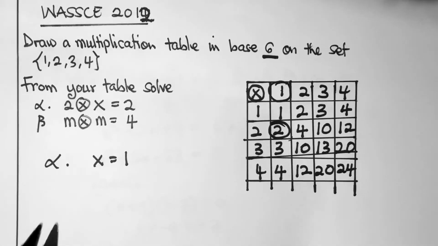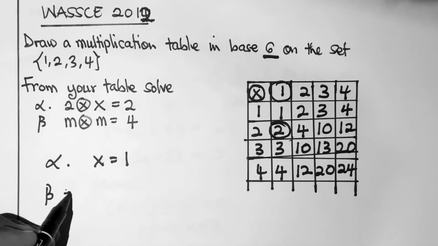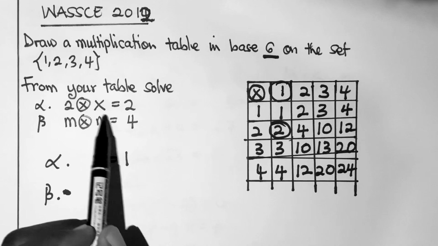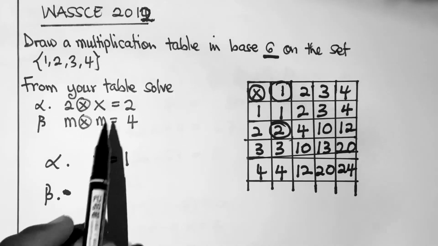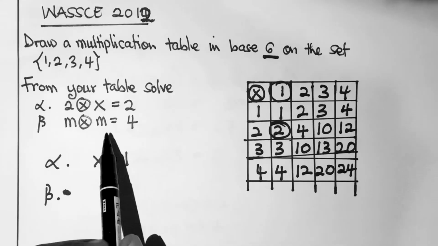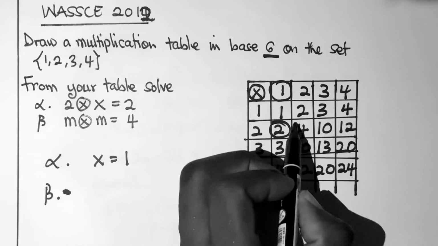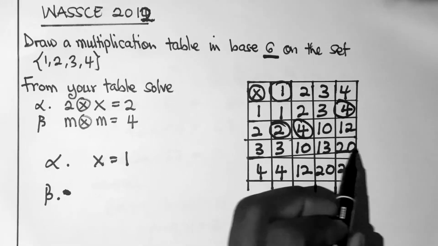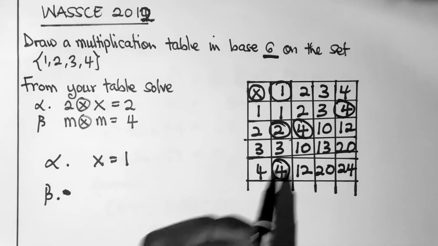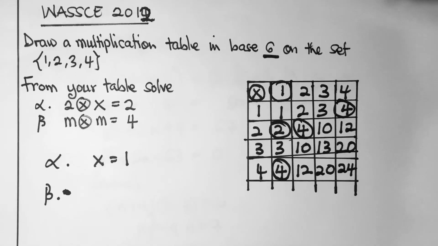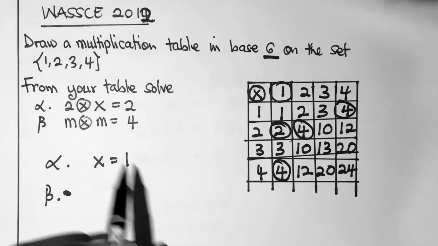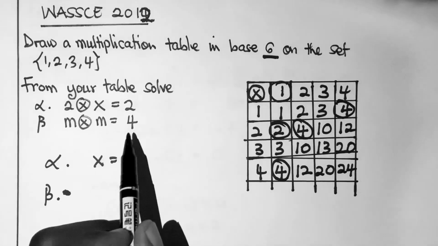Then let's come to beta. It says that m times m is equal to 4. So now we need to locate the places where we have 4 in this table. So we have 4 here. We also have 4 here. And apart from that, we also have 4 here. Nonetheless, the question is saying that m times m. So that means that a number times itself will give us the 4.